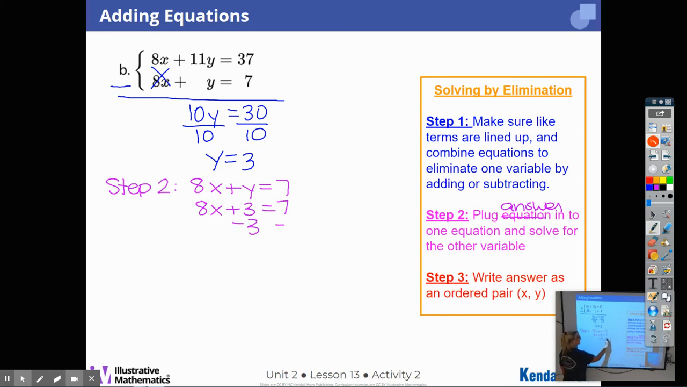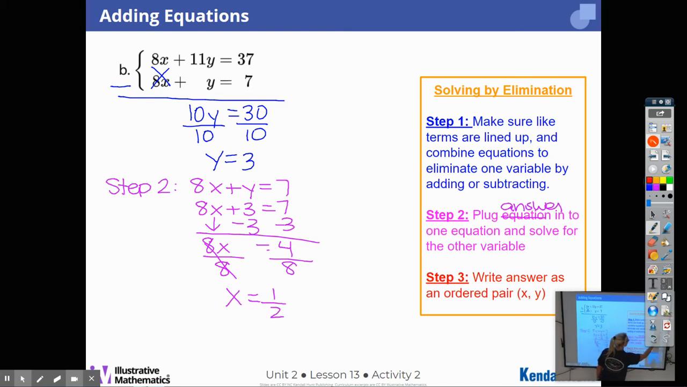Okay. And now I can just solve for x. I'm going to subtract 3 from both sides. Bring down the 8x. 3 minus 3 cancel out. 7 minus 3 is 4. And divide both sides by 8. 8 divided by 8 is 1x, and 4 divided by 8 gives me 1/2. So our solution here is 1/2 comma 3. For step 3, we always write our answer as an ordered pair because we're talking about that point on a graph where the two lines cross.